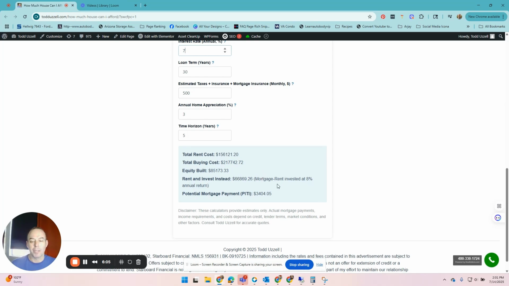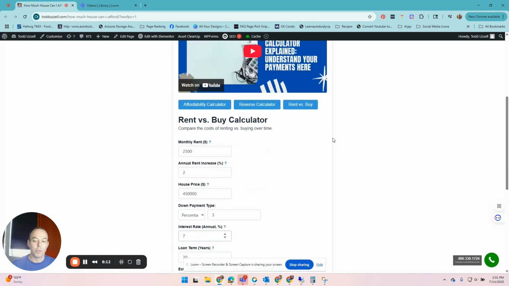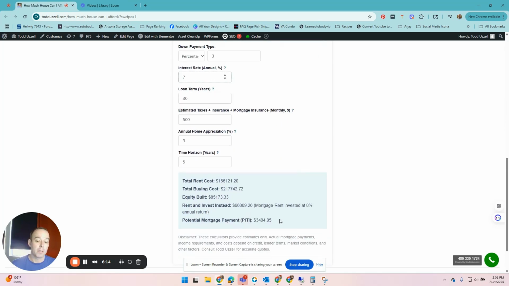And now I wanted to put this in because it's a nice concept. Most people that are paying $2,500 wouldn't necessarily take the difference, which would be about $900, and invest it. But if you did, at a rate of 8% over 5 years, that $900 a month would have netted you about $66,000. Of course, this doesn't take into consideration tax implications or anything like that.